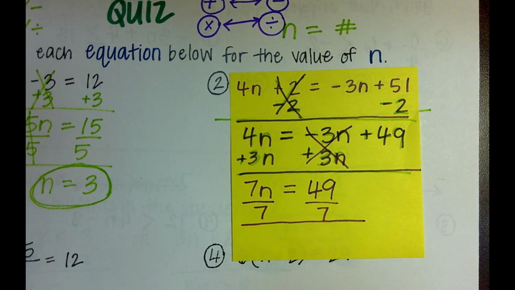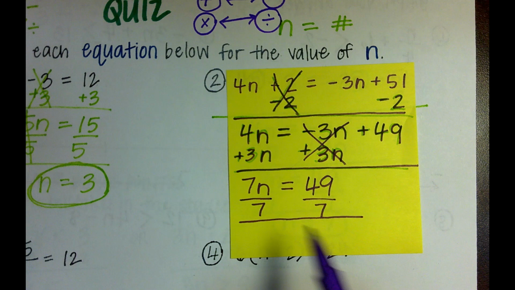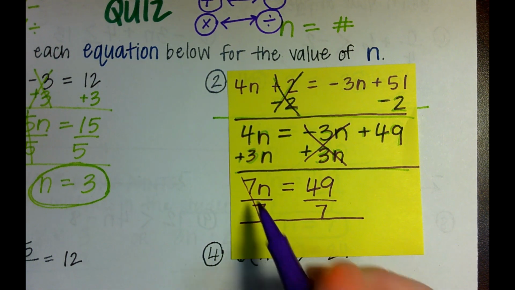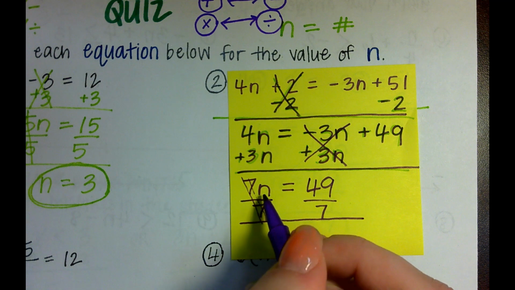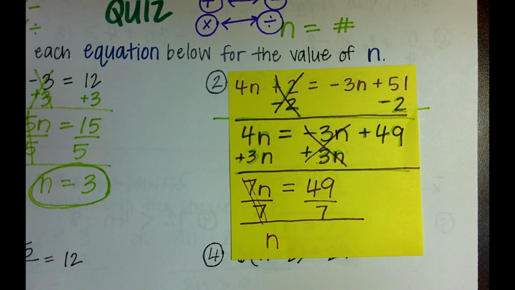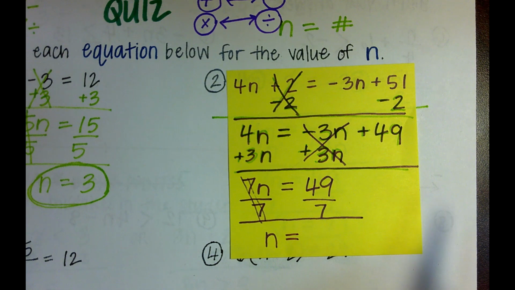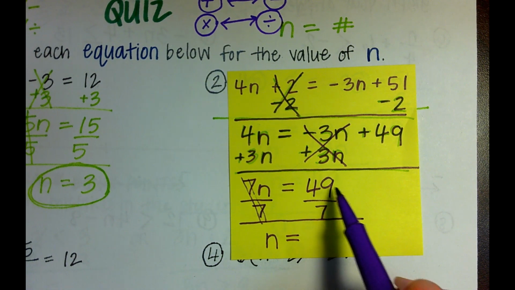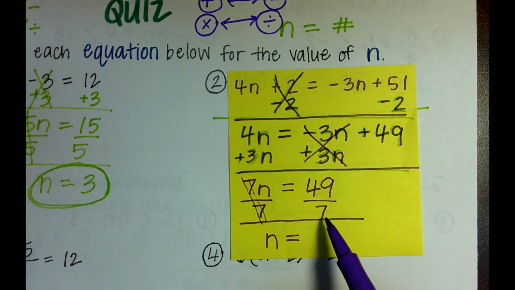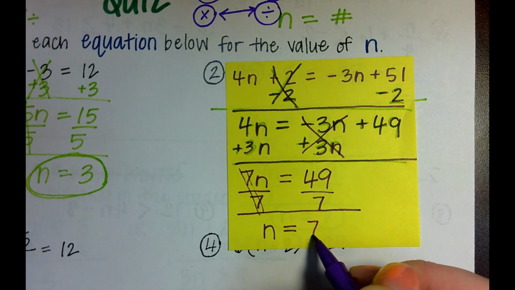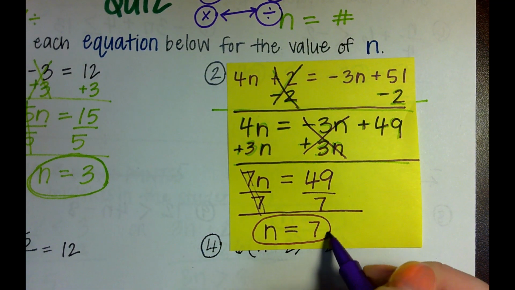Okay. And what happens to my 7s? They cross out, they're canceled. So we have n left all by itself. Bring down the equal sign. And our last step is to just do 49 divided by 7, which gives us 7. And that is our answer.